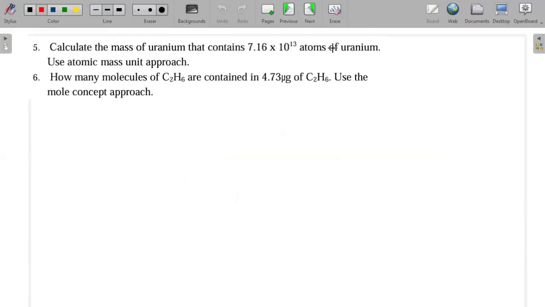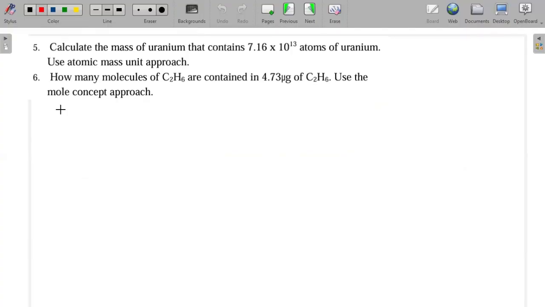So now let's check what number 5 is and number 6. Okay, so it's actually the same thing. We're just converting from the number of what to the what. But here, we're going to be using specific methods on question 6 and 5.